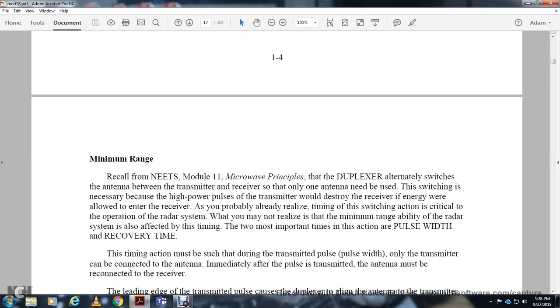Minimum range. Recall from module 11 that in the microwave principle, a duplexer switches the antenna between the transmitter and receiver, so that only one antenna needs to be used.